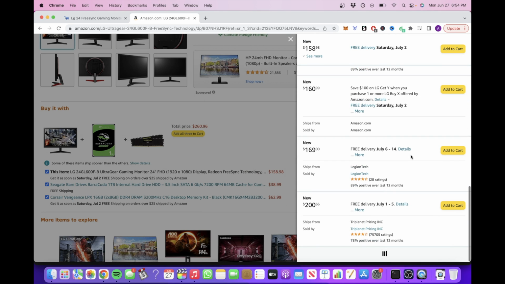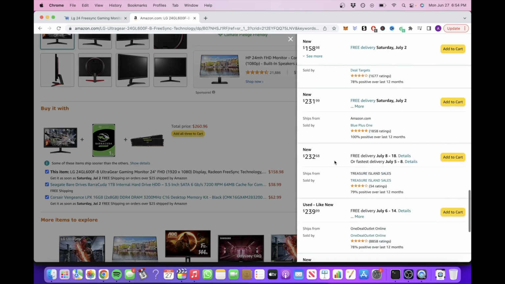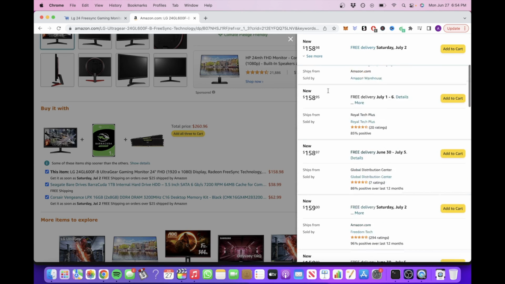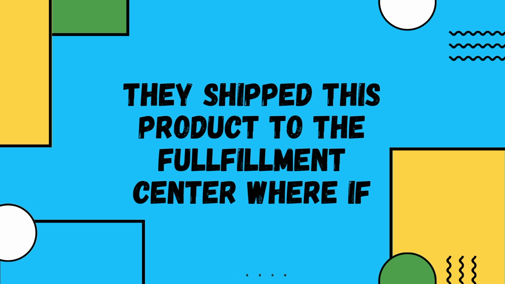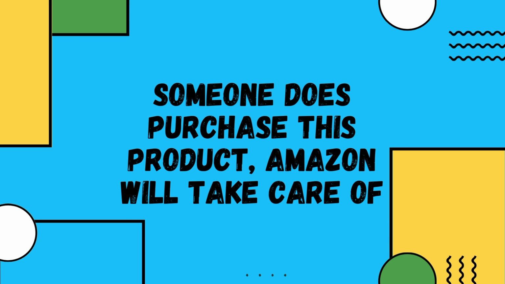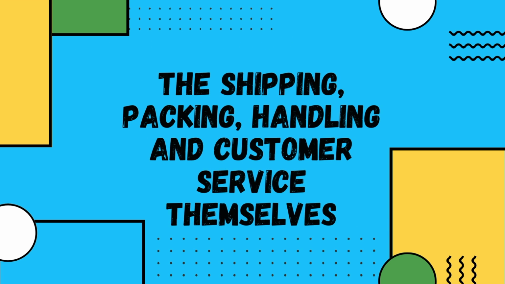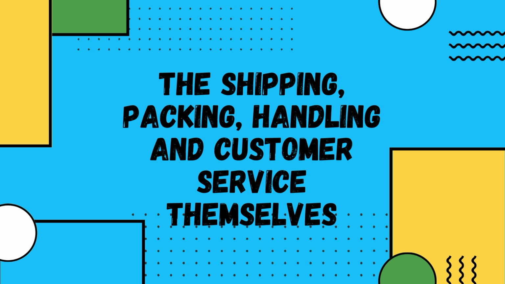A lot of these are used, so we have an advantage here because we will be selling a new one. So this top one has the buy box, most likely because it's primed. And essentially what that means is that they have shipped this product to the fulfillment center, where if someone does purchase this product, Amazon will take care of the shipping, packing, handling, and customer service themselves.